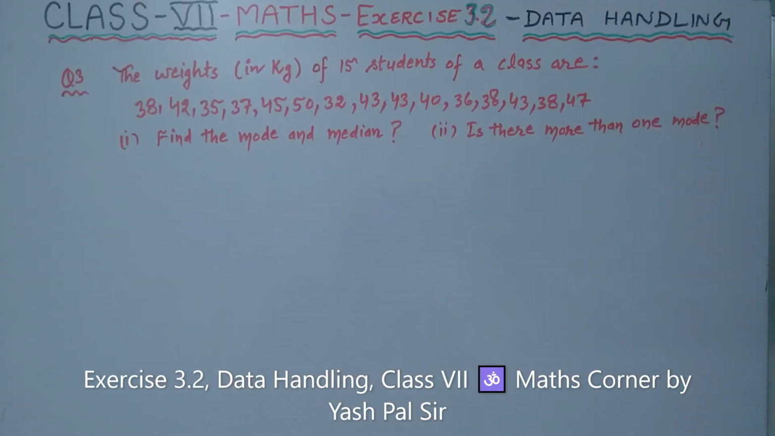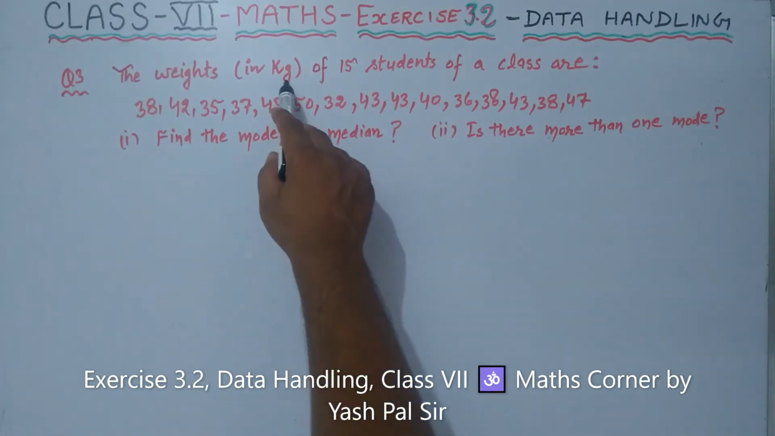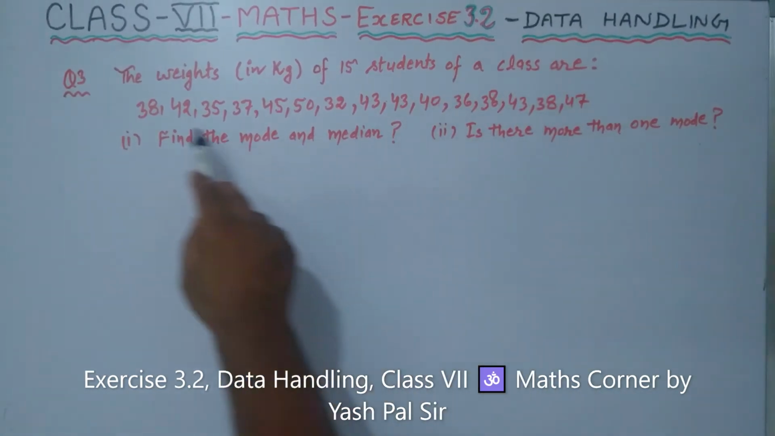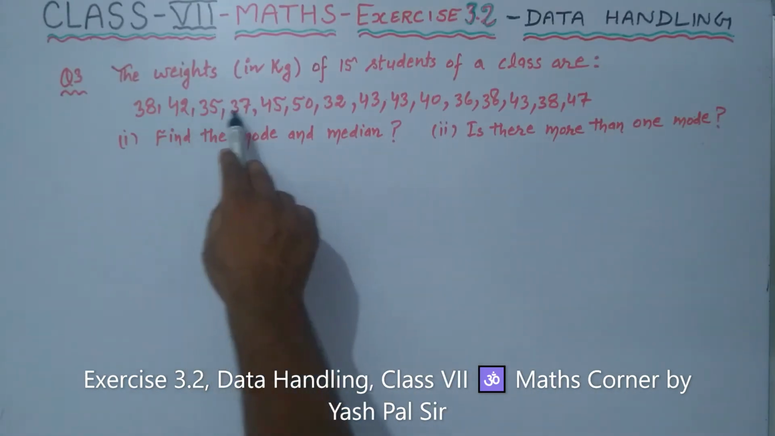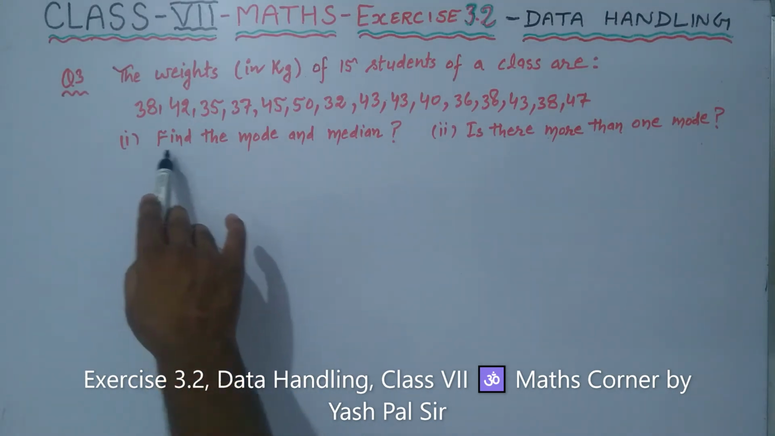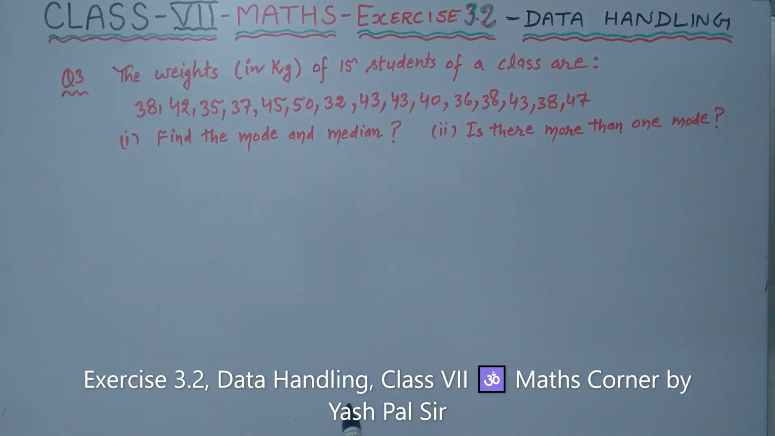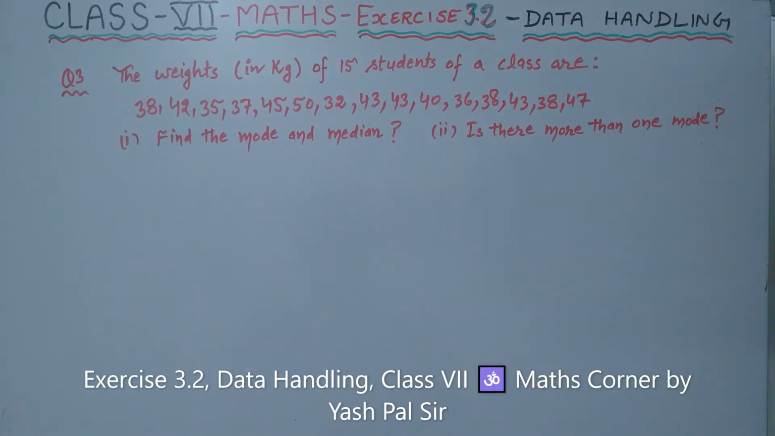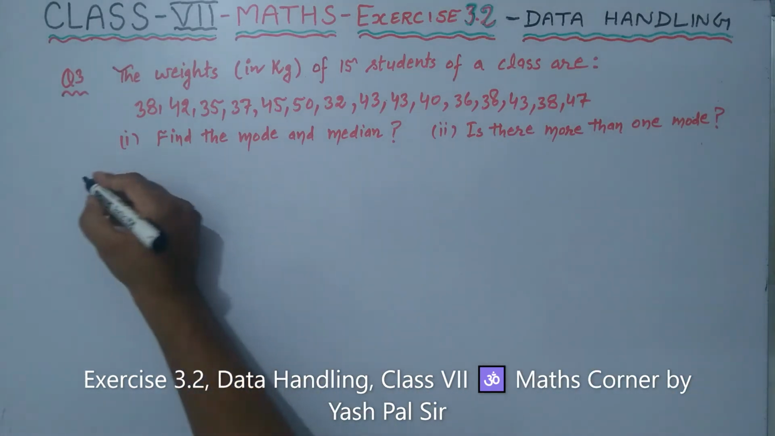Now coming to question number 3, the weights in kilogram of 15 students of a class are 38, 42, 35. This way weights are given. Number 1, find the mode and median. Number 2, is there more than one mode? So let us try to solve this question.